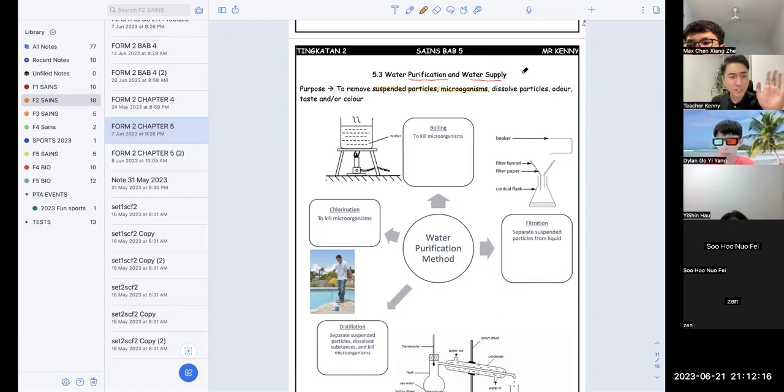Forget already. Go read your Form 4. Have you guys reached Form 4? Form 4, go read your Chapter 4. Have you finished Chapter 4 in school? Haven't? Okay, no worries. I have a feeling your exam is until Chapter 4. That's why I teach Chapter 5 just in case.